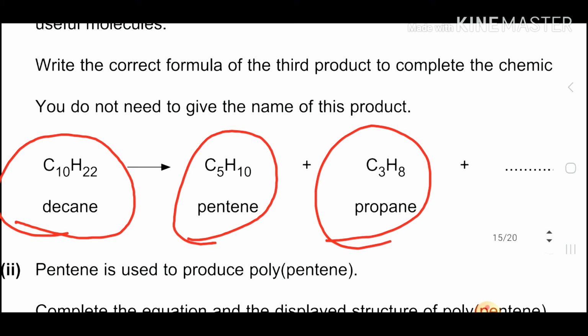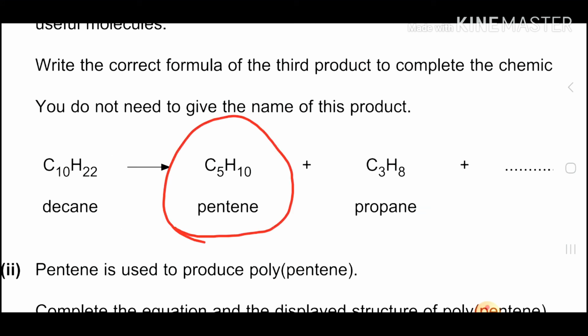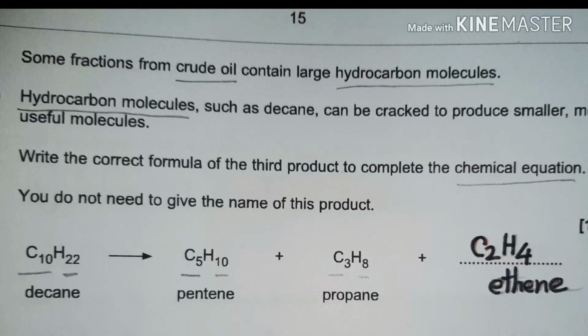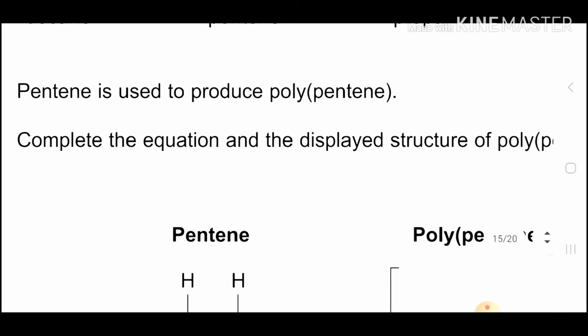So we just write the formula. You can see that decane is C10H22. Pentane is C5, and here is propane, that is C3. So 5 and 3 is 8, and we need 10, so we need 2. So we just write here C2. And for hydrogen, pentane is 12 and propane is 8, that makes 20, and we need 22... so we just write here H4, that is ethene. But no need to write the product name, you just write the formula.